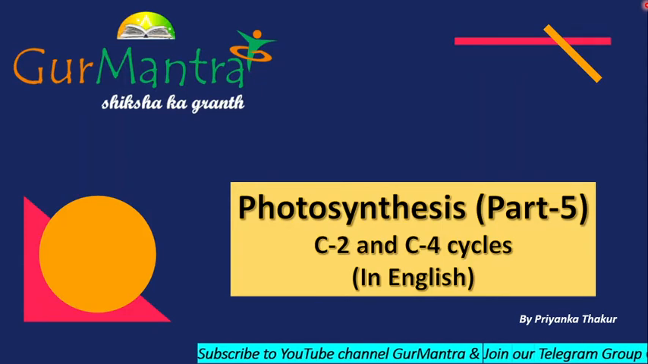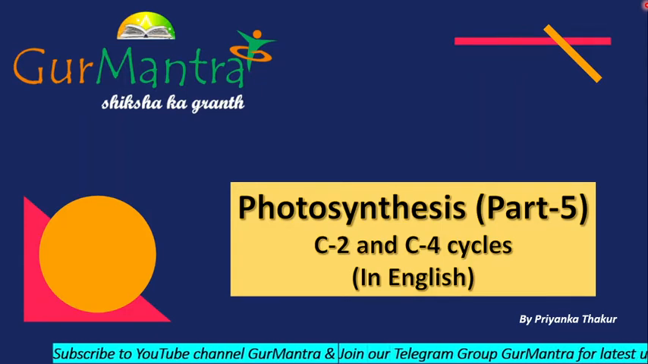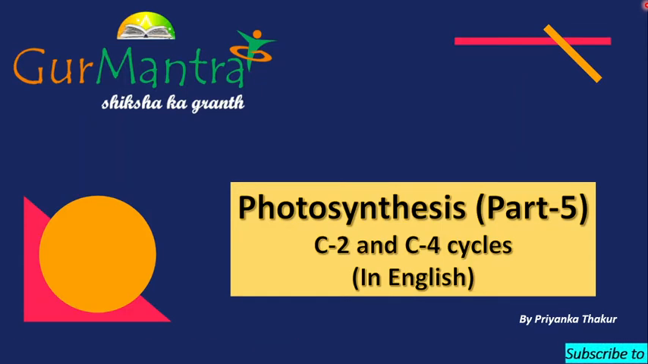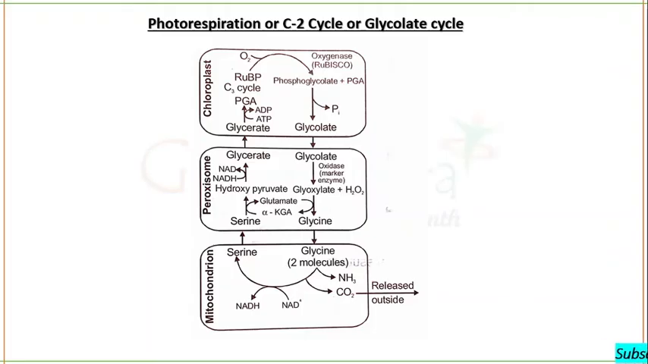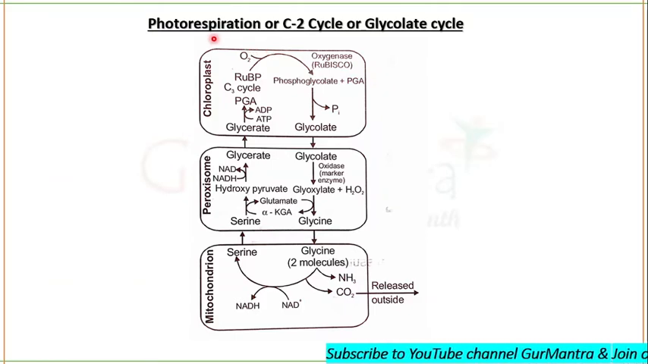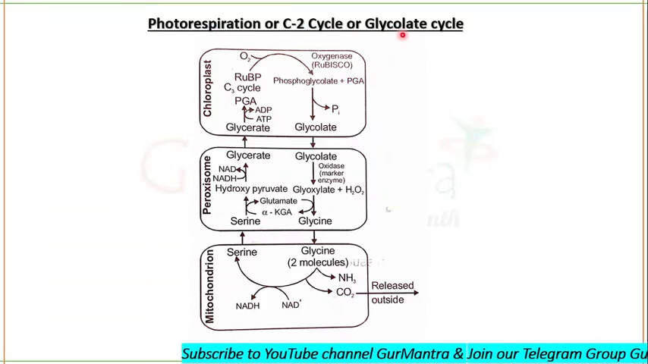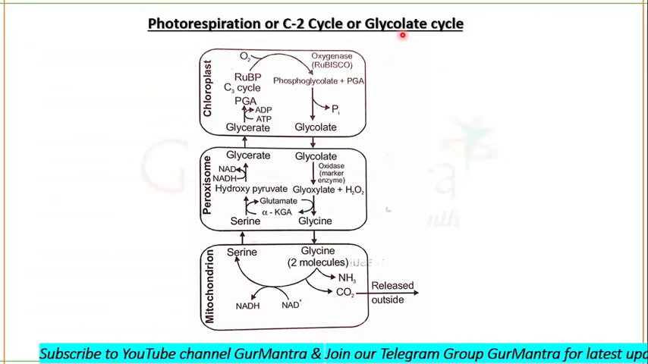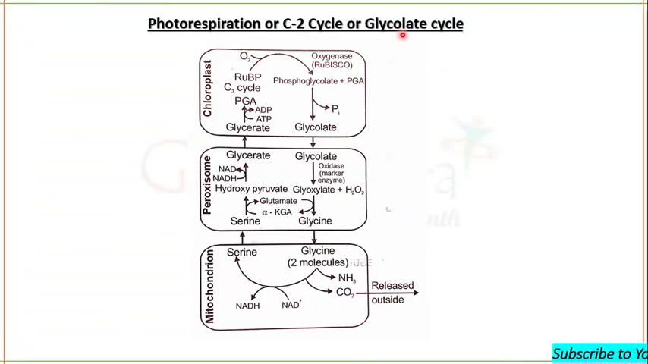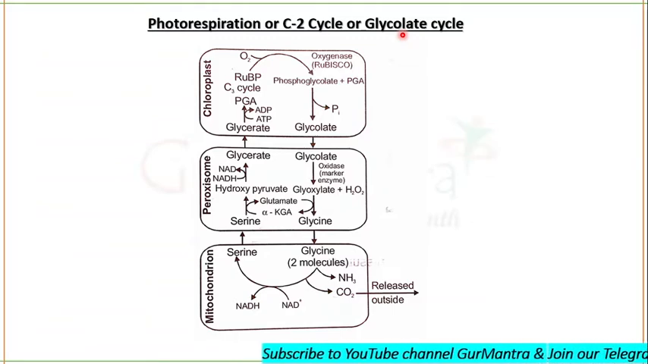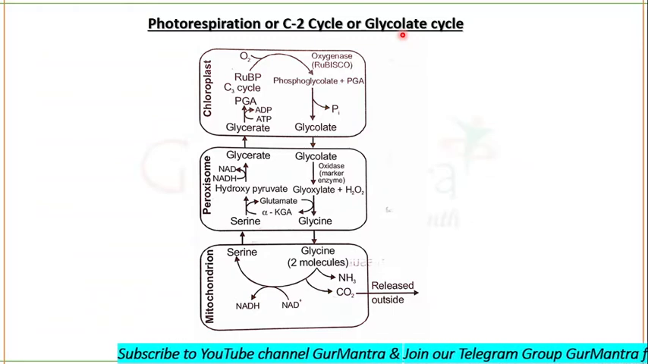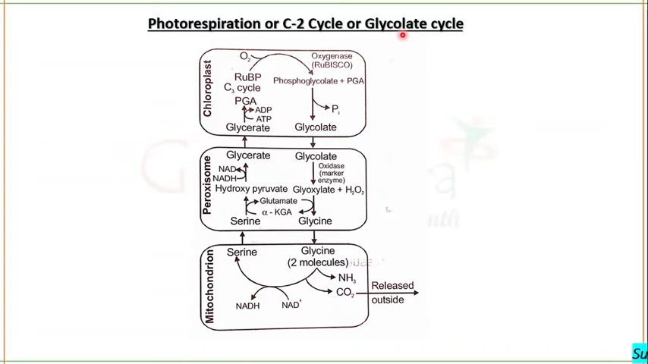So without wasting our time, let's start with today's topic, which is the C2 cycle first and then the C4 cycle. Here is our C2 cycle, also known as photorespiration or glycolate cycle. In what kind of plants can we see the C2 cycle? It mostly occurs in C3 plants. In C3 plants, we can see the Calvin cycle, the C3 cycle, as well as the C2 cycle.